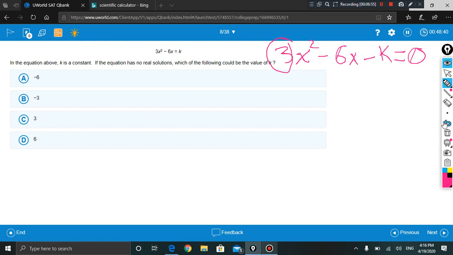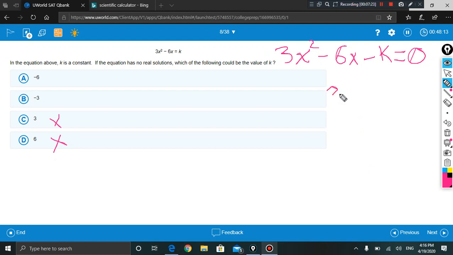So in order for this to have no solutions, one of the first things that should happen is that the a and c terms should have the same sign to ensure that there are no two solutions. So if the k here is negative, then they will have the same sign, which means that c and d are out. They have to be negative. We're gonna try one of those two, and then we're gonna guess the answer. Let's try, for example, negative 3.